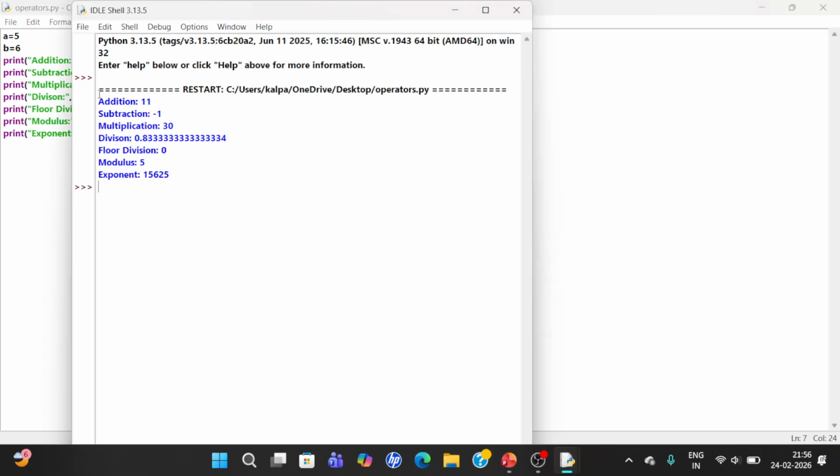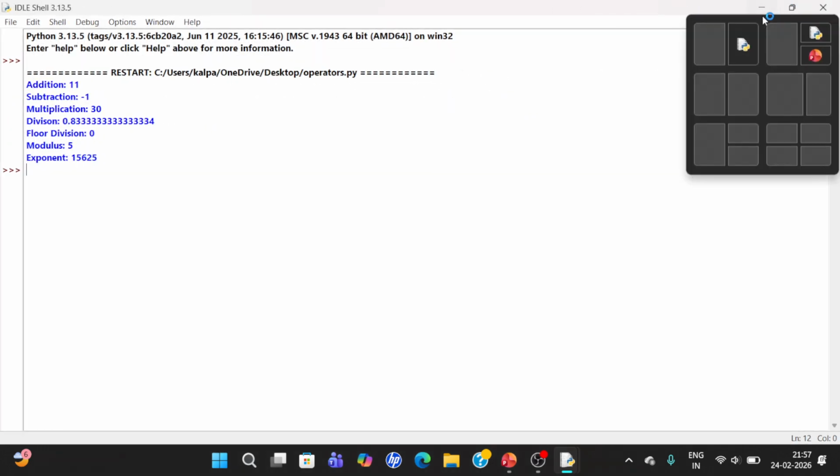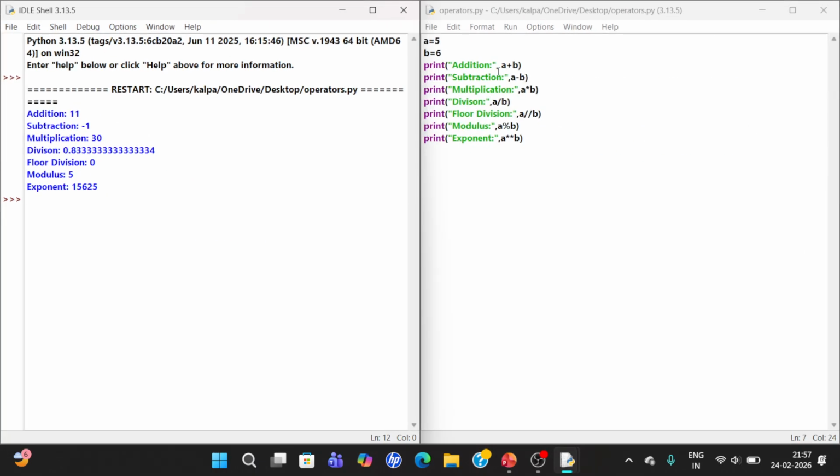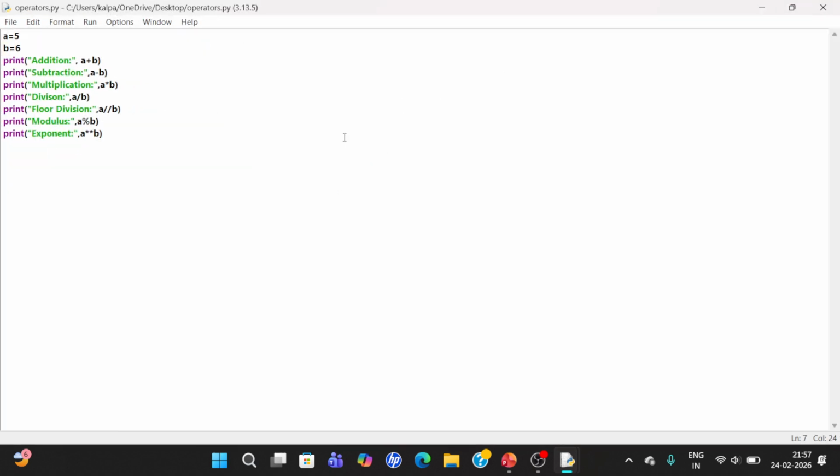Okay. Here we can see addition equals 5 plus 6 equals 11. A minus B equals minus 1. Multiplication, 5 into 6 equals 30. Division, 0.833. Floor division only shows the whole value, not the decimal value. Modulus is 5 and exponent is 15625. This is about the arithmetic operators.